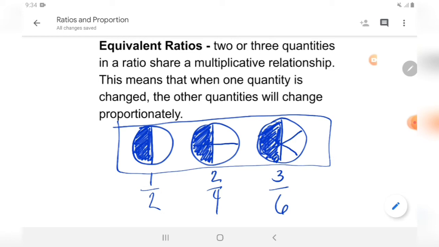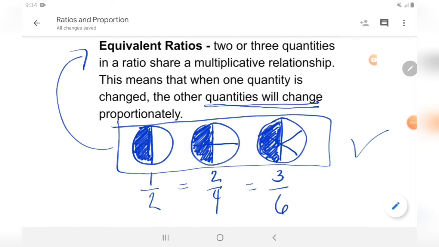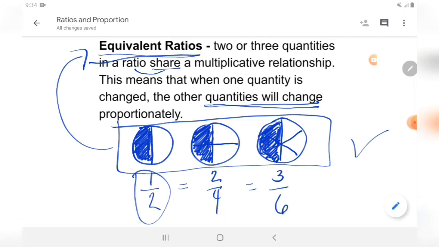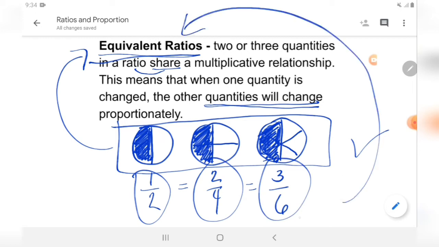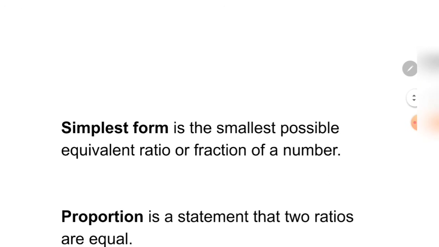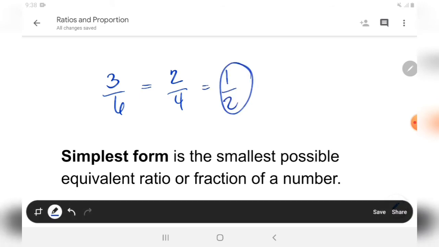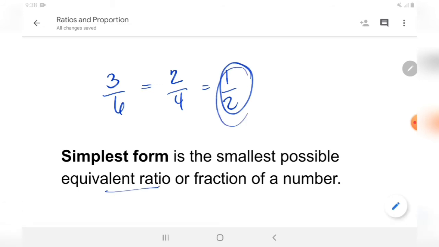Even when we look at this figure, they look similar, right? These are equivalent ratios. Why? Even if the quantities change, if they share the same ratio, then those are equivalent ratios. So, these three quantities or three ratios are equivalent ratios. Okay, understood? Next, simplest form. Simplest form is the smallest possible equivalent ratio or fraction. Like for example, in the above example, we have 3 over 6 equals 2 over 4 equals 1/2. This 1/2 is the smallest possible equivalent ratio. So that means that this 1/2 is the simplest form of 3 over 6.